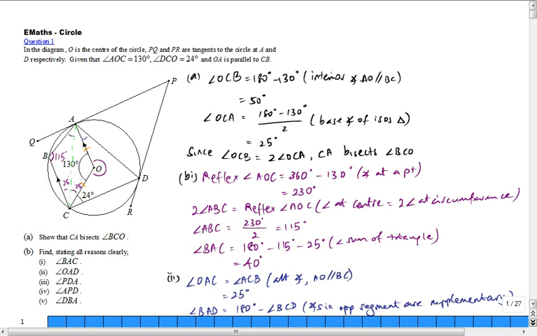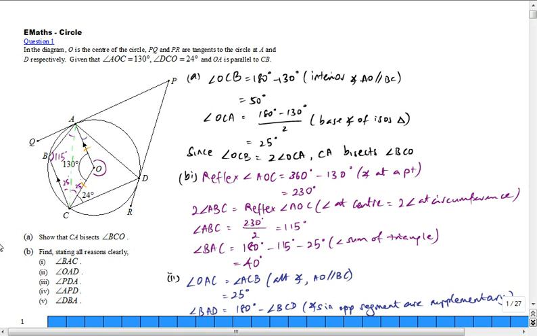And listen. Question 1. Any problems with this? 1A. Okay, part A, we have to show that CA, which is this light green line, intersects BCO. That means if it intersects, this angle over here will be 25, the other side also 25, right? So can we go about proving that?